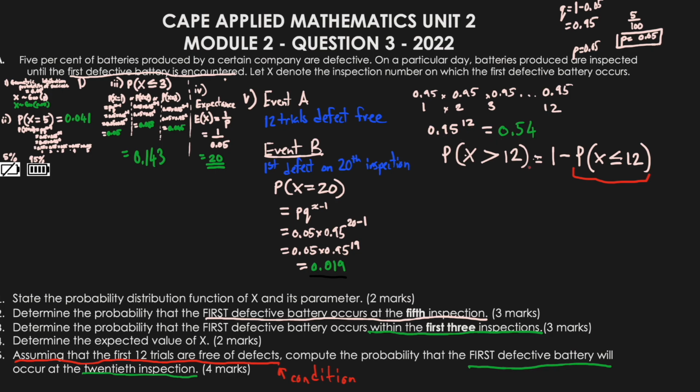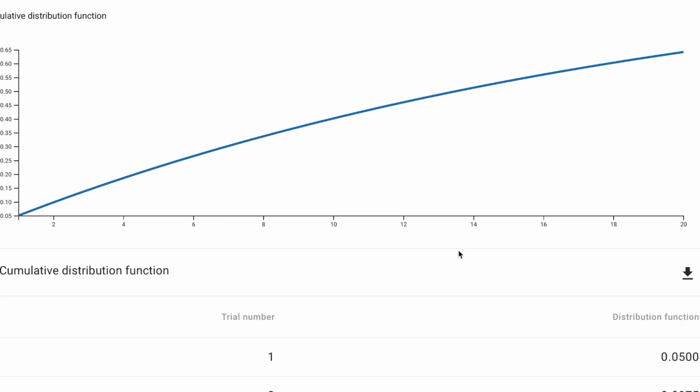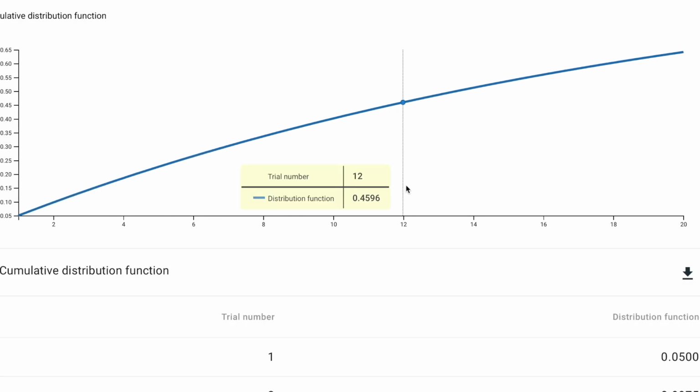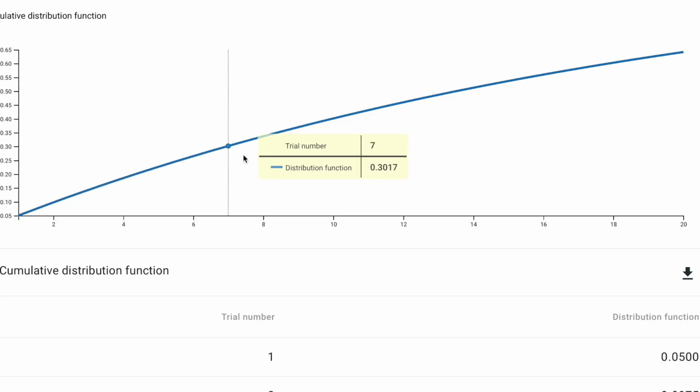I did a cumulative distribution function for the geometric so you can see what the value would be for P(X is less than or equal to 12) if we wanted to work it out one by one straight up till 12. As you can see here, this is a cumulative distribution. So we want to look for the value when X is 12. When X is 12, this is the number that we expect to see, 0.4596. So that is a sum of all the probabilities straight up, which gives us 0.4596.